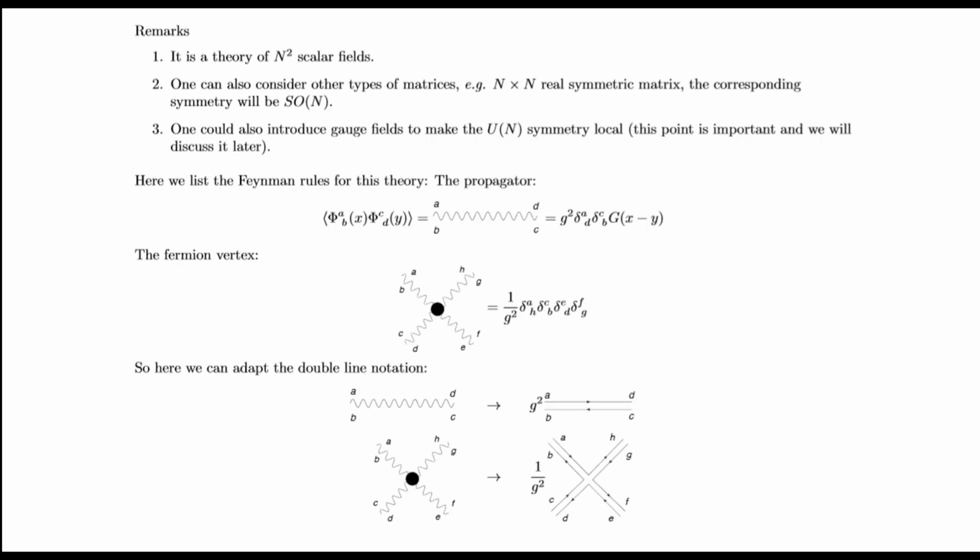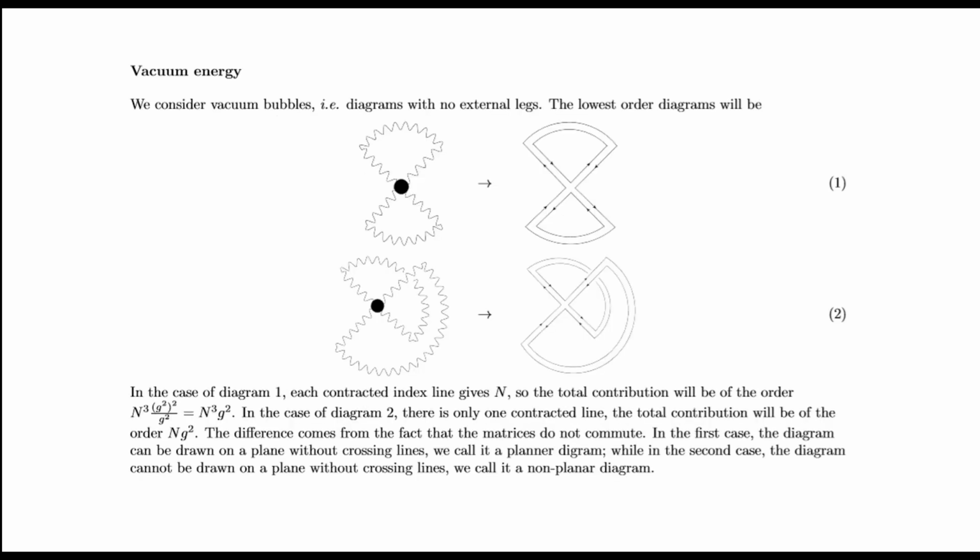Here, we list the Feynman rules for this theory: the propagator and the vertex. So, here we can adopt the double line notation. Vacuum energy. We consider vacuum bubbles, diagrams with no external legs. The lowest order diagrams will be this. In the case of diagram 1, each contracted index line gives N. So the total contribution will be of the order this. In the case of diagram 2, there is only one contracted line. The total contribution will be of the order N g squared.